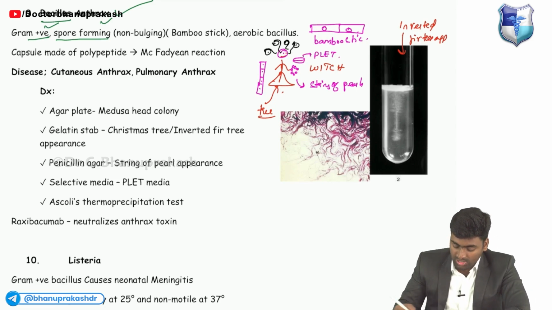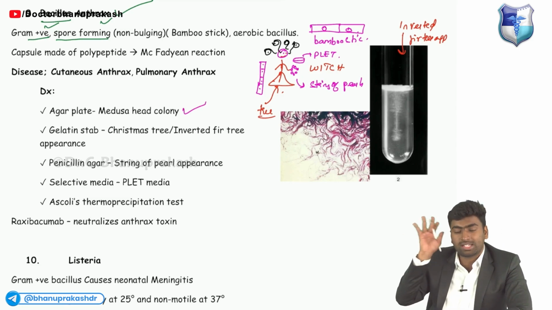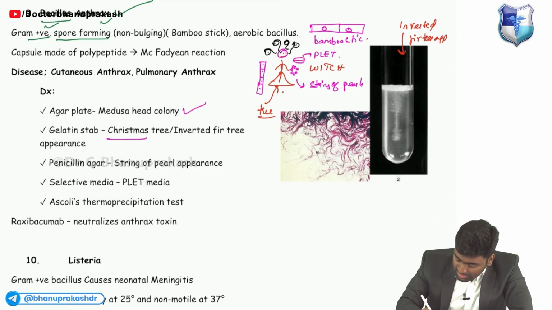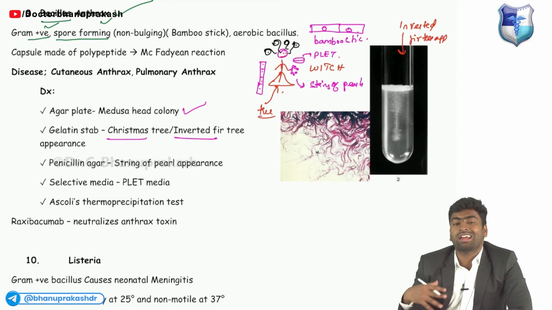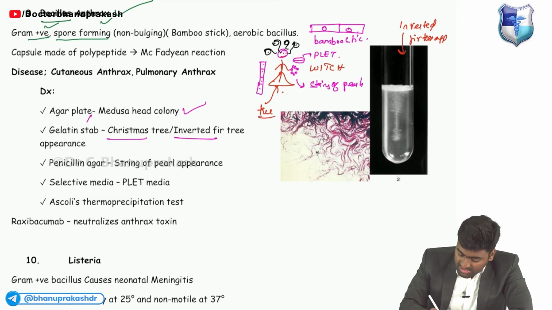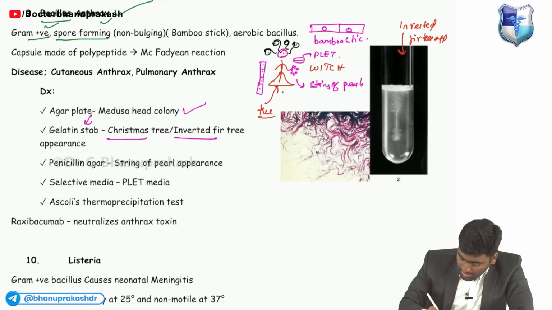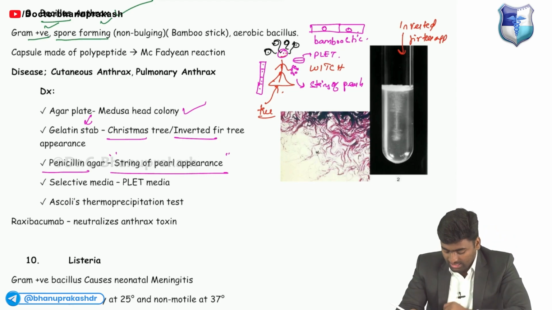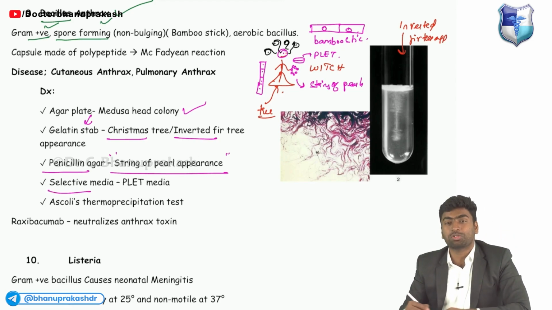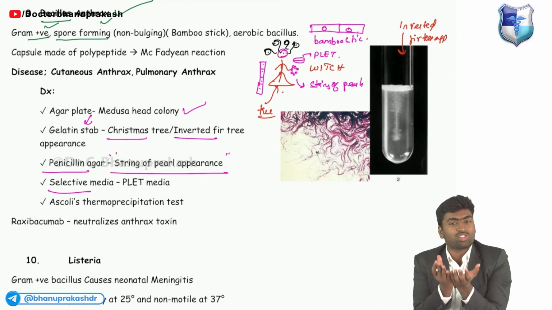Okay, remember, she'll be having this Medusa head, so Medusa head colonies, and she will be able to see this appearance, which is known as inverted fir tree appearance, also known as Christmas tree appearance, on this gelatin stab. And on penicillin agar, she will be able to see the string of pearls appearance, which she is holding. And then this selective media will be used.